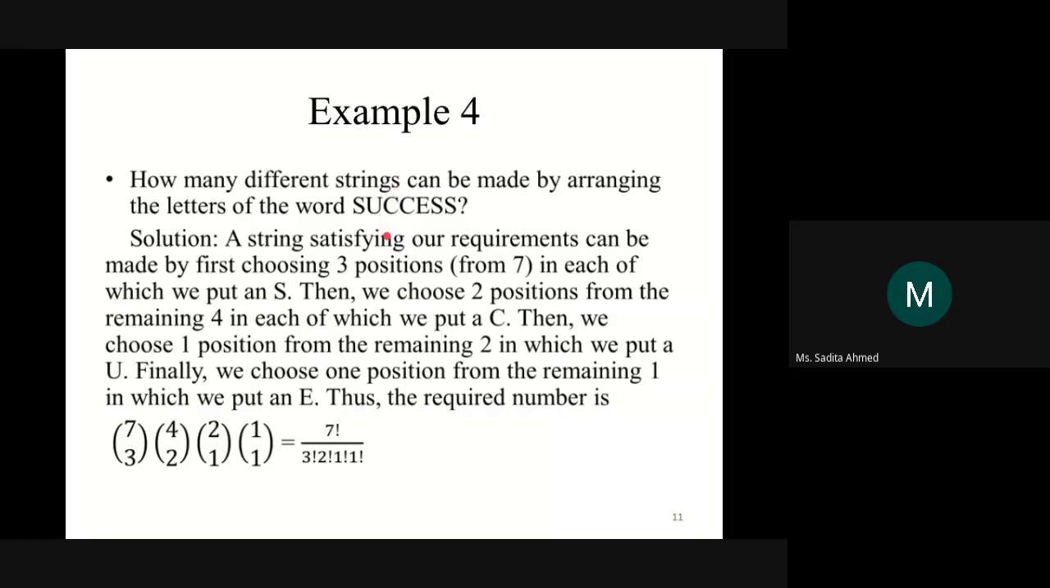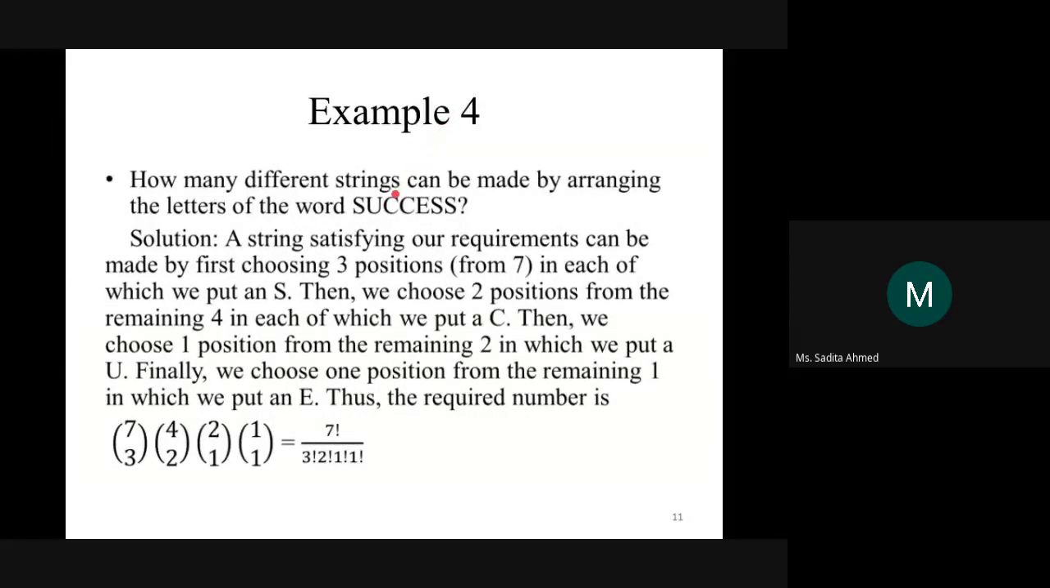So can we not say again that the number of ways to place C in this string is 7C2? Guys, can we say that? No, ma'am. Why? Three spots were already taken by S. Very good. Exactly. Very good.